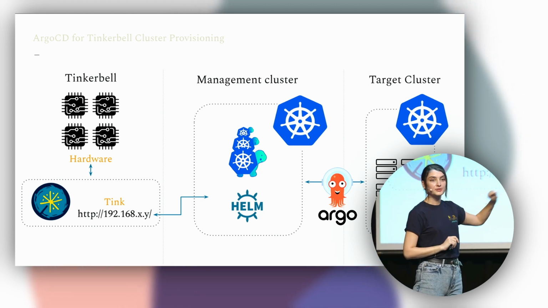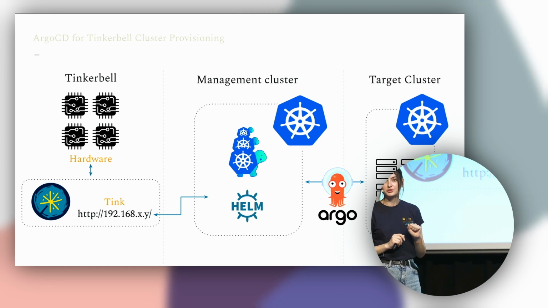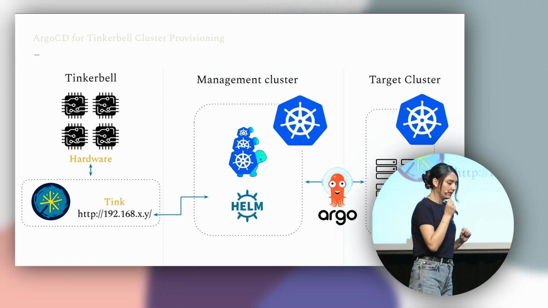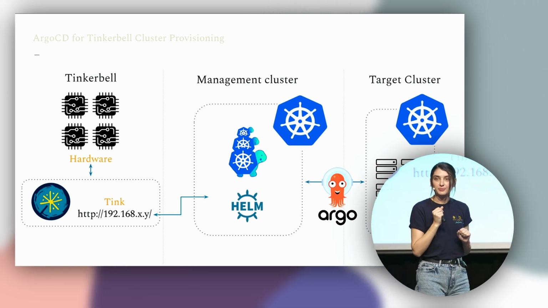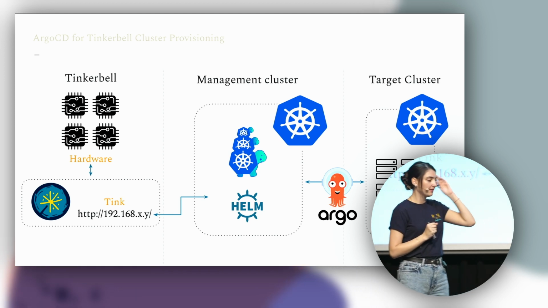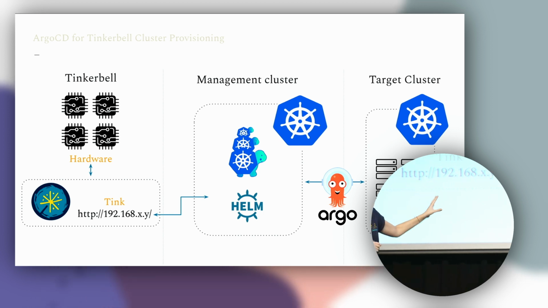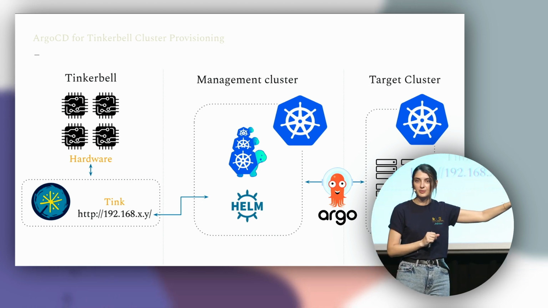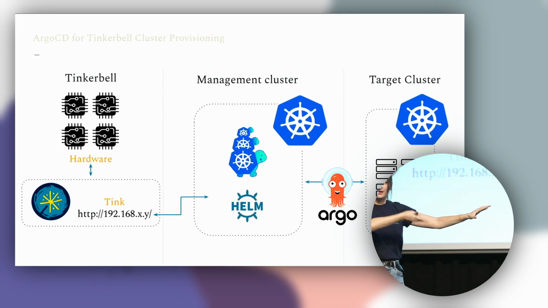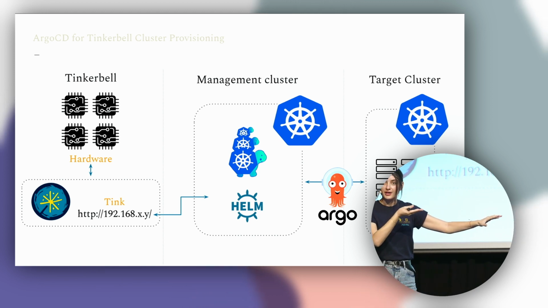And you're going to have Argo CD watching those Helm charts. Now, if you want to provision a new machine, a Tinkerbell machine, using ClusterAPI, you can do changes to your Helm chart. Argo CD is going to pick up those changes and apply them to the cluster, to the management cluster straight away.